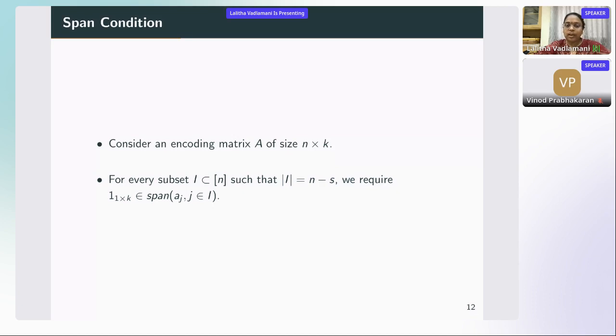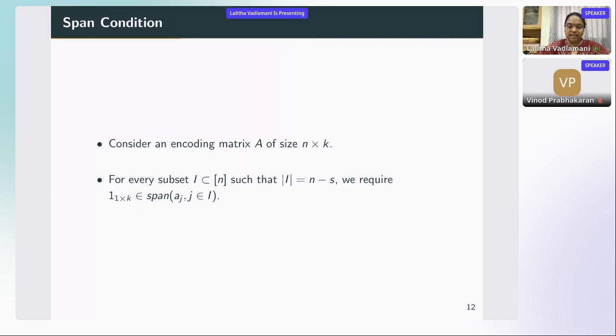So what is the requirement of this matrix, given that you have to be able to tolerate any S stragglers? There's a simple requirement: for any subset I of N, which is of size N minus S, where this I represents the set of non-straggling nodes, and this could be arbitrary, we require that the all ones vector be in the span of the encoding matrix. Okay, so this condition, which I'm calling the span condition, gives you the requirement on the coefficients which the worker nodes have to pick in order to send their linear combination.